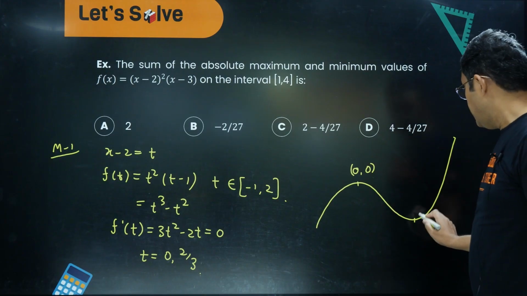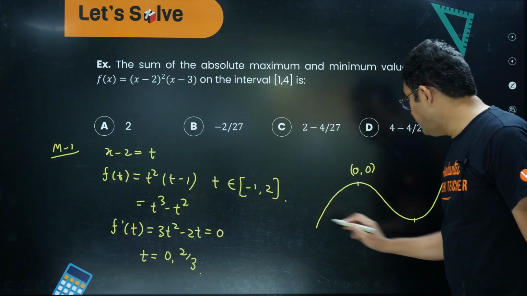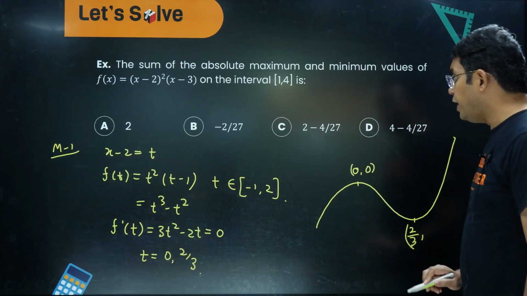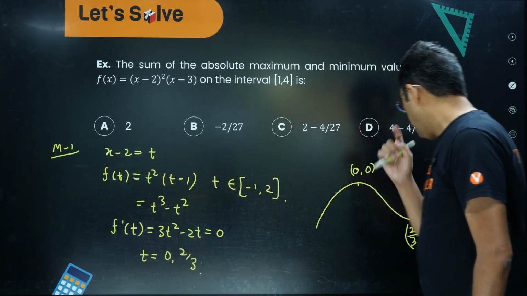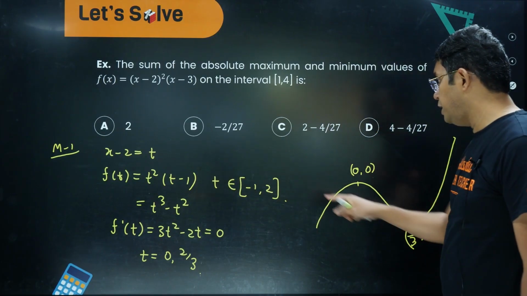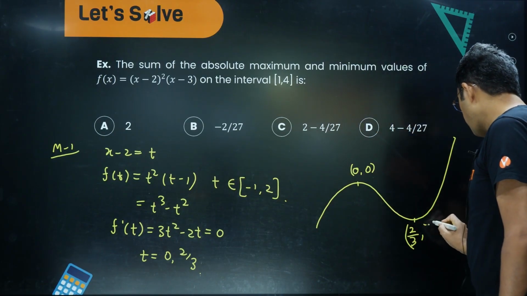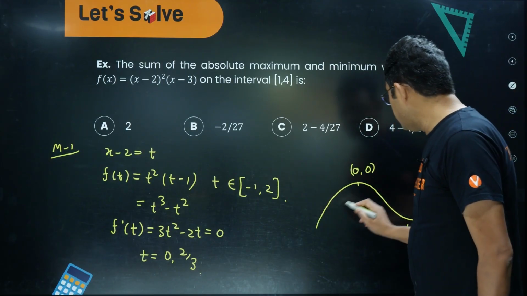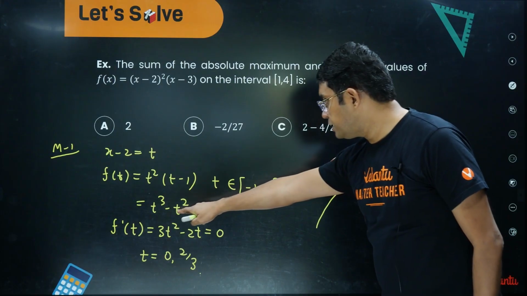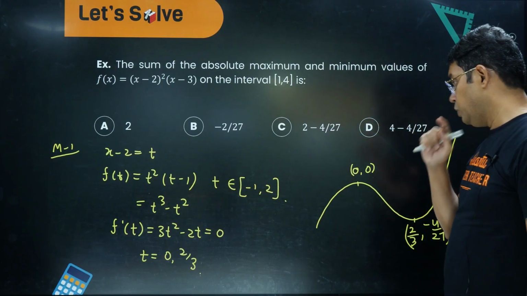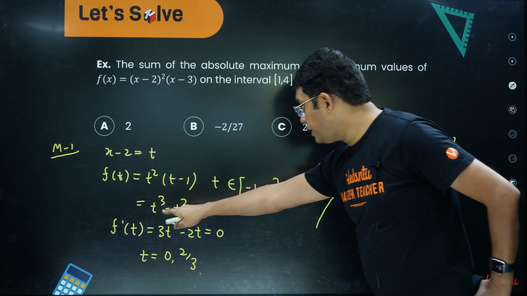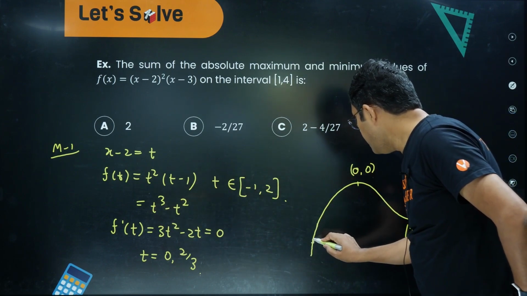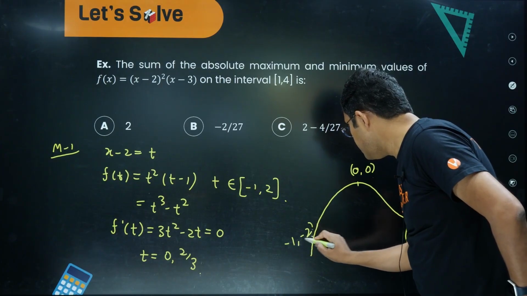Whereas this point here, 2/3, which will be the point of local minima, will give you the value: if you put 2/3 here, it will be 2/3 minus 1, so minus 1/3, and so this will be minus 4/27. Whereas at minus 1, the value is minus 2 actually. So minus 2 will be less than this. So we are getting the minimum value here, at (minus 1, minus 2).